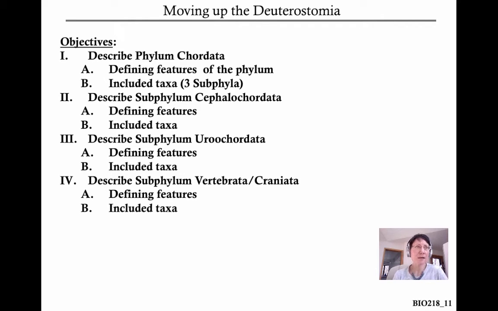So last time we introduced the deuterostomes and reviewed those four key features, and we talked about the hemichordates. So now we're going to start talking about the chordates and the subphyla within. I'm going to describe the phylum Chordata for you, which we've already kind of reviewed last time, but we're going to go over that briefly again today. We'll talk about the three subphyla that we're going to cover, and then we'll go over each of those subphyla: the Cephalochordata, the Urochordata, and then the Craniata.